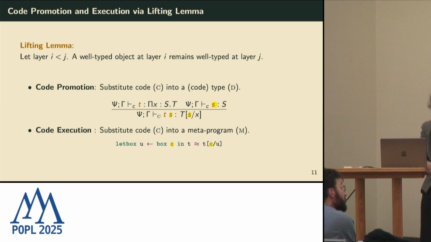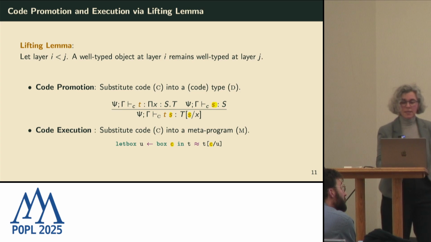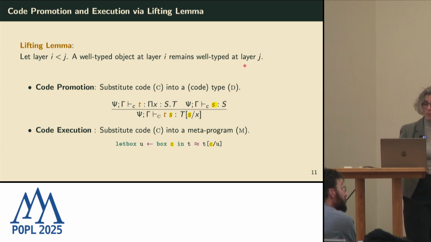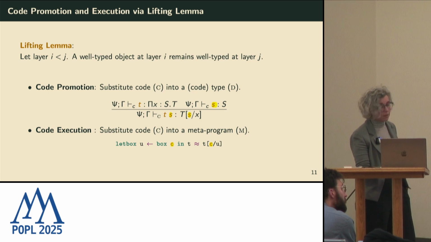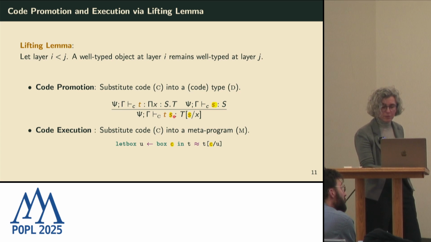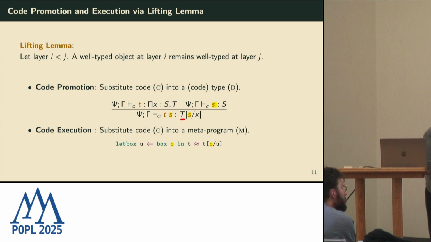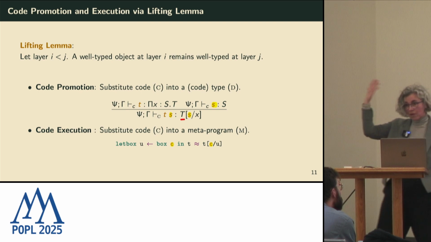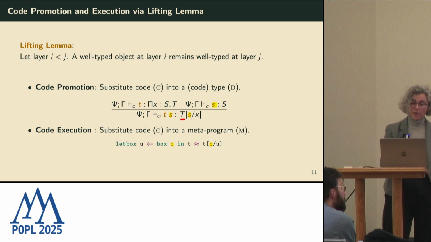Now, the most important lemma we have is the lifting lemma. And that says that a well-typed object at layer I remains well-typed at layer J. To give you an idea why this is important, I put up here the typing rule for pi types, or for applications. So this is code, T applied to S. So S is code, S is of type capital S. But I said that this type here is actually a dependent type, from our D layer, from our Martin-Löf type theory. So why can we use an object that is code on that layer that is D, that is sort of higher up? And that is basically justified by the lifting lemma.